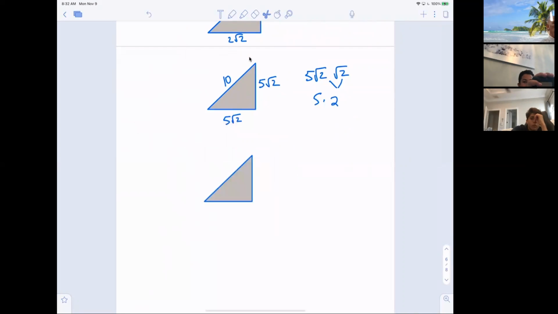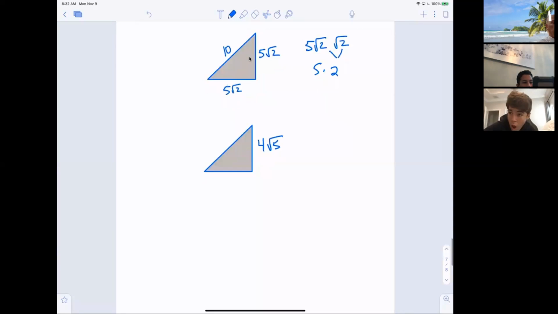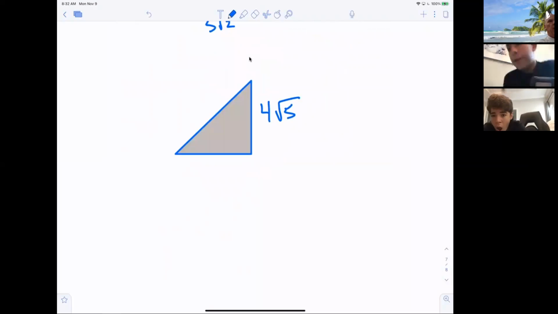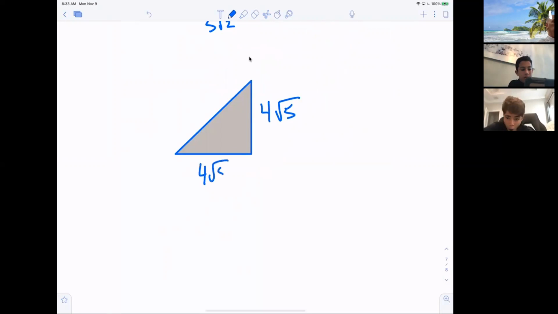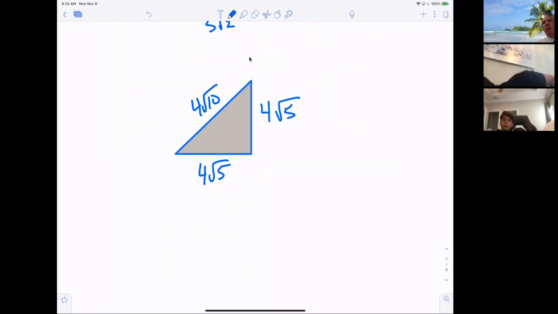All right, so now let's go crazy, and let's say this is 4 radical 5. What's the other leg? And the hypotenuse would be, come on, guys. Before you think, let's try to think. All right, what is it? 4 radical 10. Come on, it's just following. It's just multiplying by radical 2. Either multiplying by radical 2 or what? Dividing by radical 2. That's all there is to it.